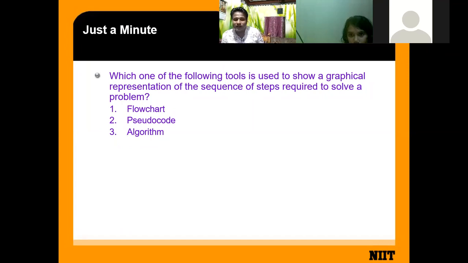Pseudocode is where we discuss graphs? Where we discuss the picture? Among these three tools, which one do we discuss as a picture? In the flowchart, we discuss the picture, the flow diagram. This is a flowchart. Pseudocode is simple English words that we are using. Okay.